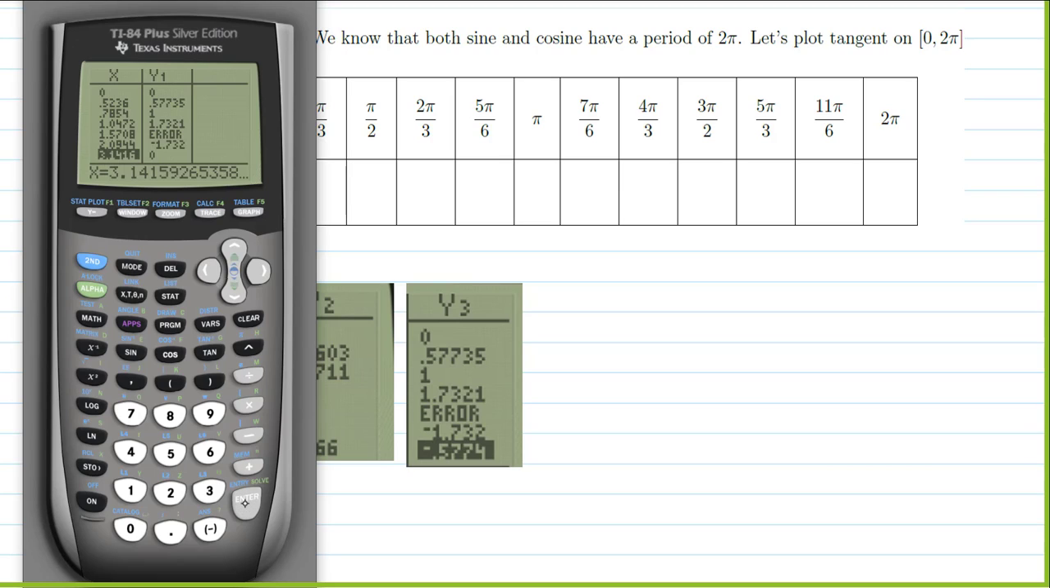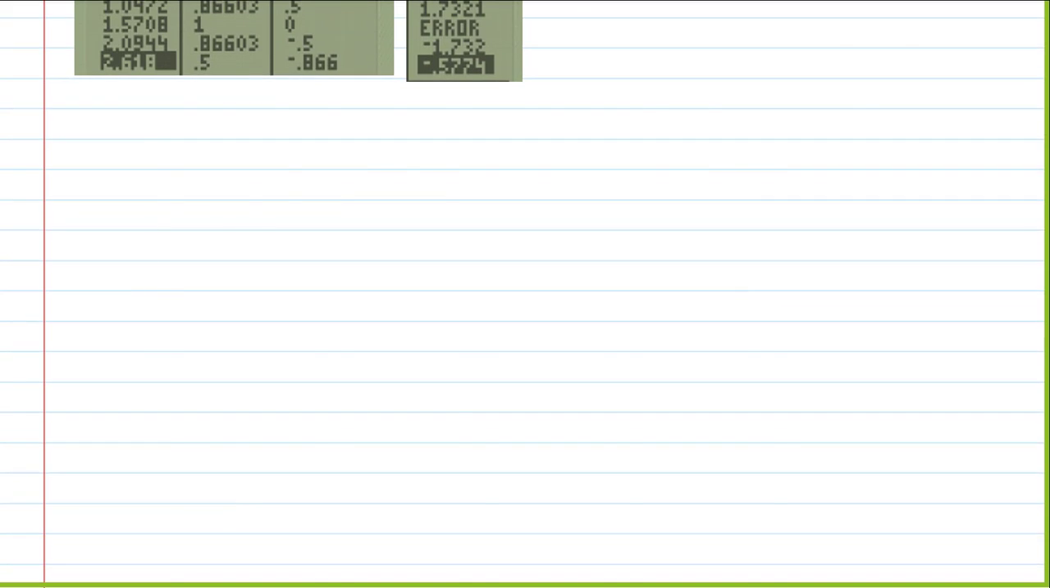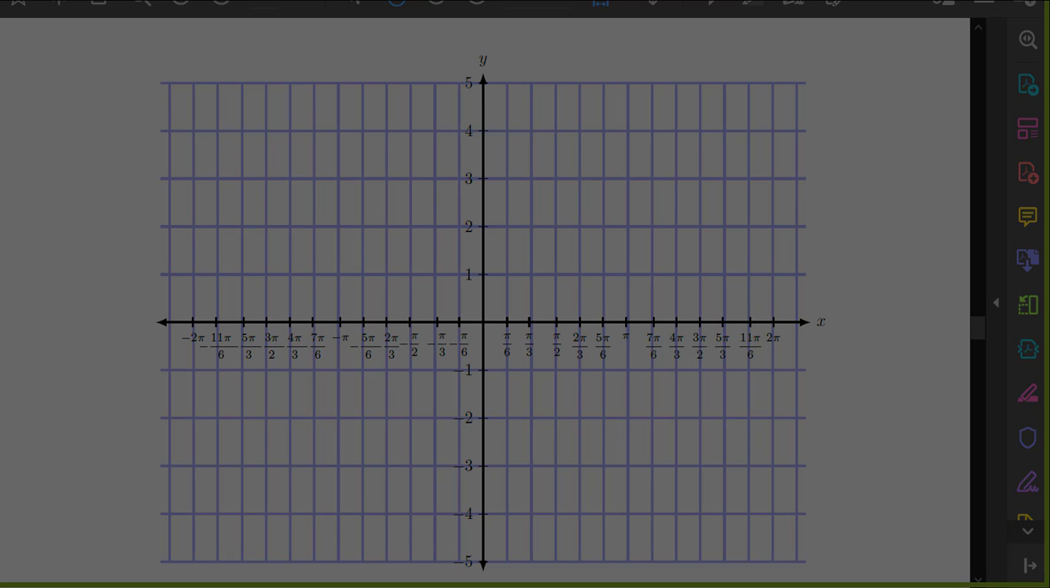And we notice something interesting starts to happen. 7 pi divided by 6, 4 pi divided by 3, and 3 pi divided by 2. We get another error. So something interesting started happening as we generated those values.